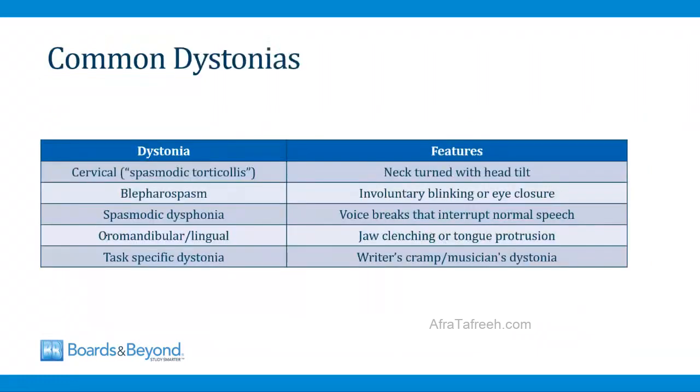So on this slide, I've listed some common dystonias. Many patients develop a cervical dystonia involving muscles in the neck and shoulder. This is sometimes called spasmodic torticollis. In patients with a cervical dystonia like this, their neck is turned and their head is tilted, and it's kind of stuck in that position from this sustained prolonged contraction that they cannot release.